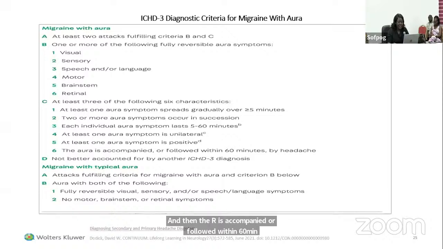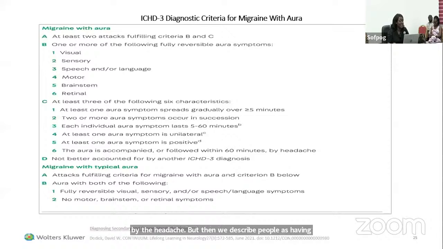We describe people as having migraine with typical aura when they fulfill these criteria but the aura is only visual, sensory, or speech. There is no motor, brainstem, or retina aura with it. Then we describe them as having migraine with typical aura.